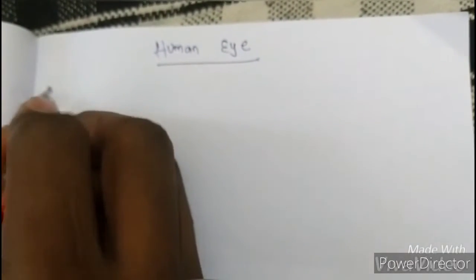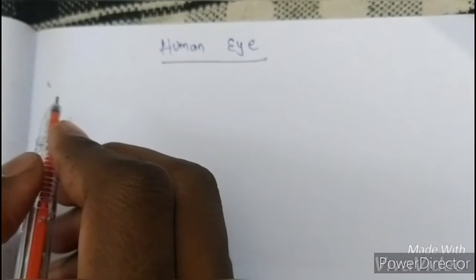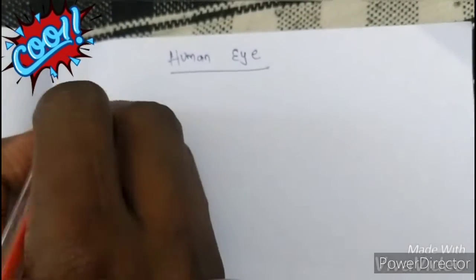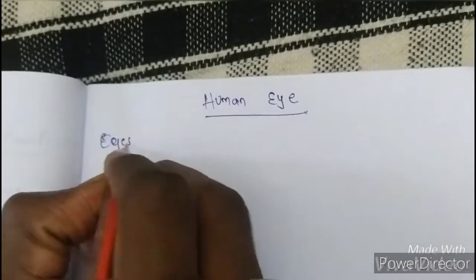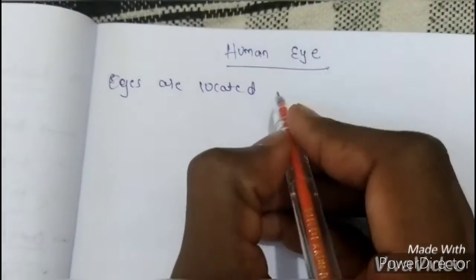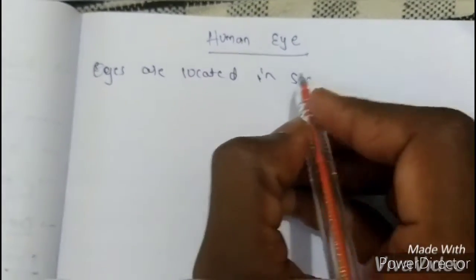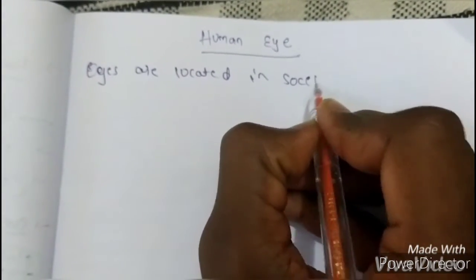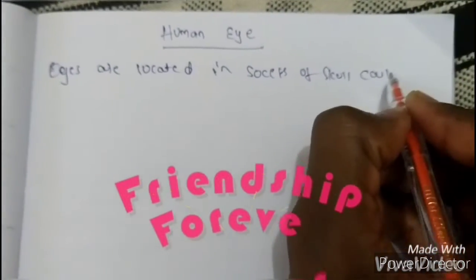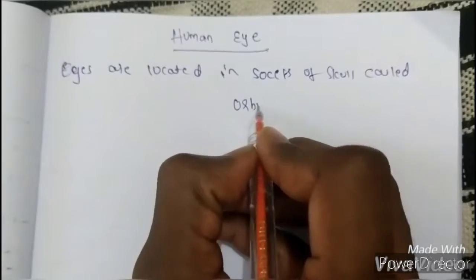First of all, everybody knows that we have a pair of eyes. The eyes are located in the sockets of the skull, called the orbit. Nothing but eyes are located in the orbit.